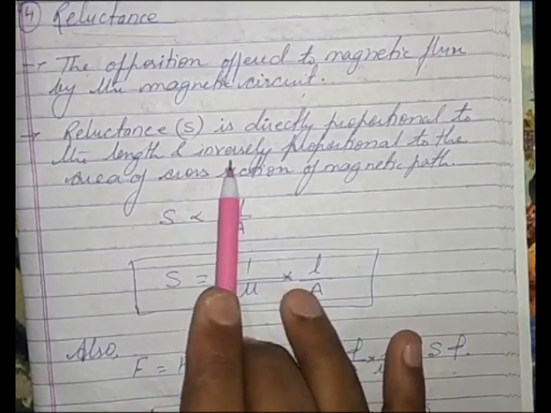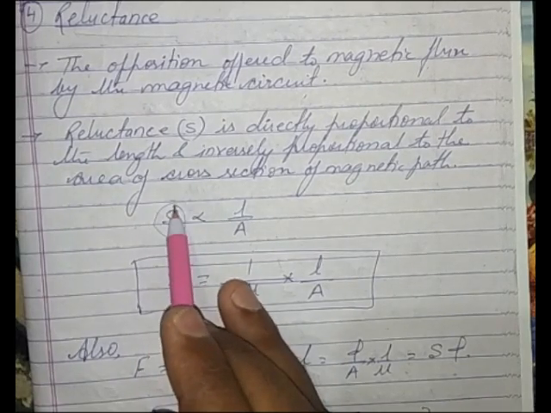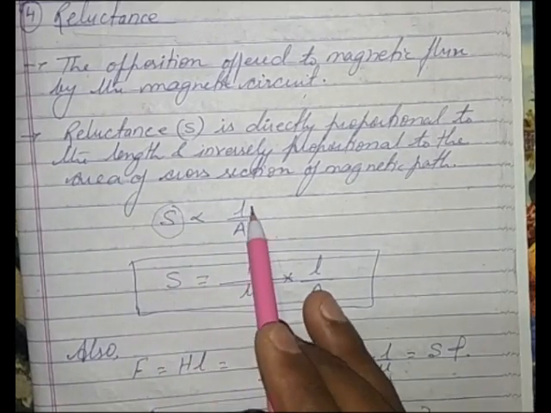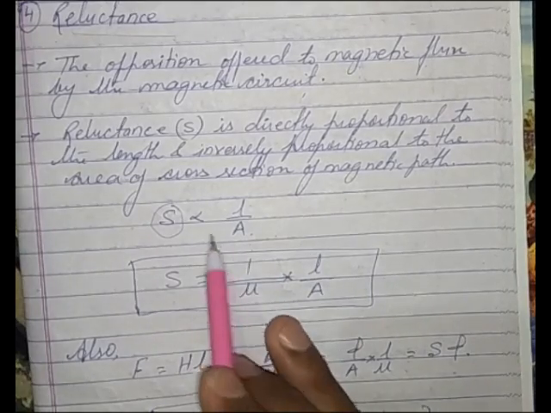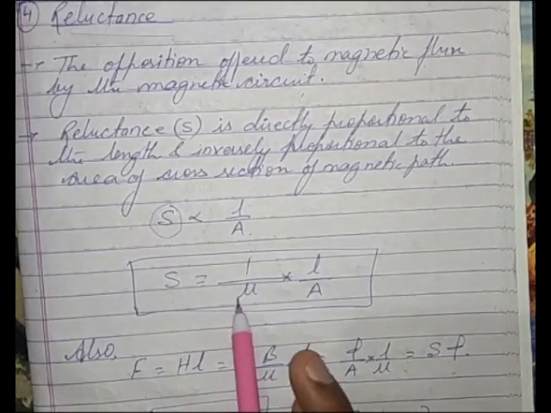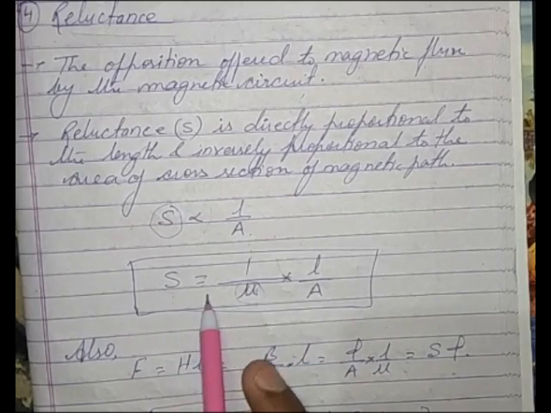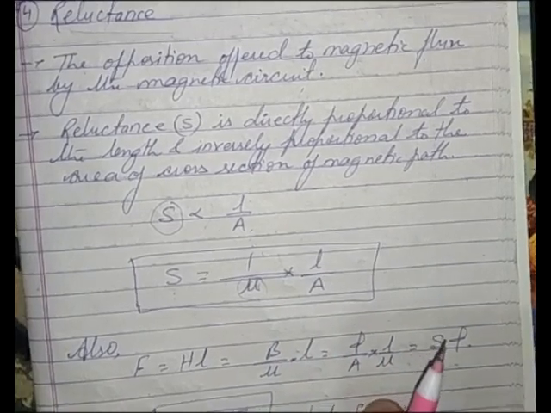The reluctance is denoted by S. So S is proportional to L by A. If we remove the proportionality sign, we get 1 upon mu, where mu is the absolute permeability of the medium. So S is equal to 1 upon mu into L by A.